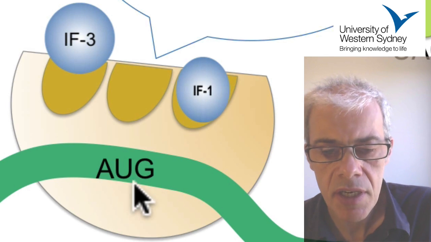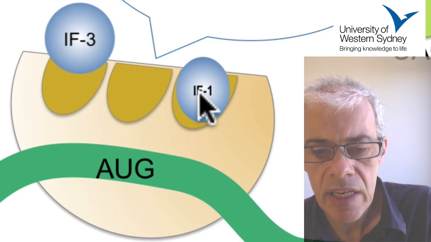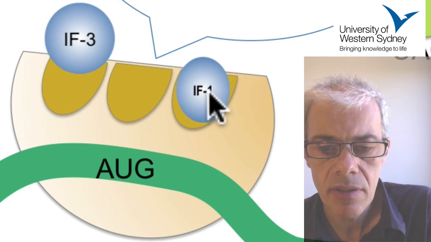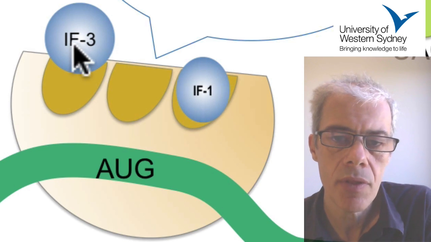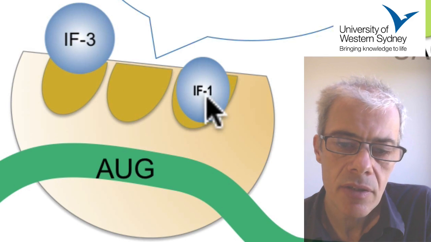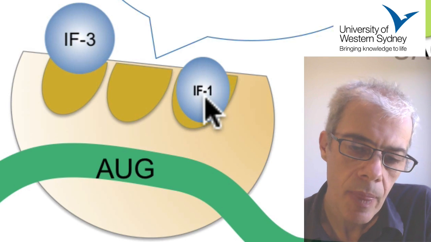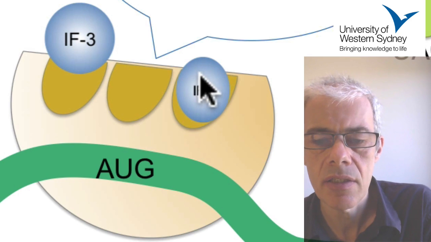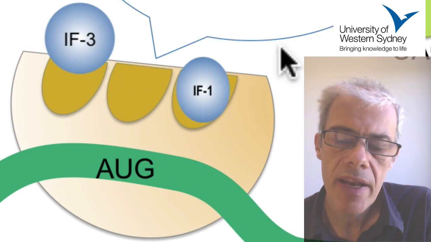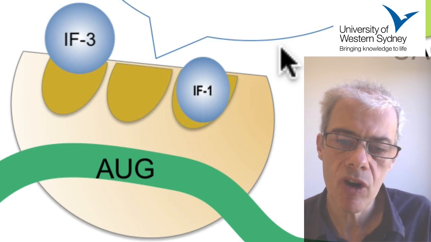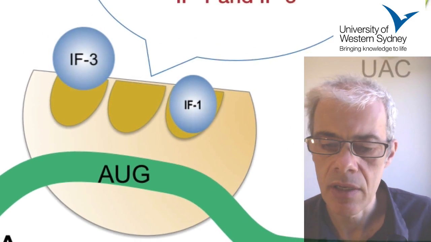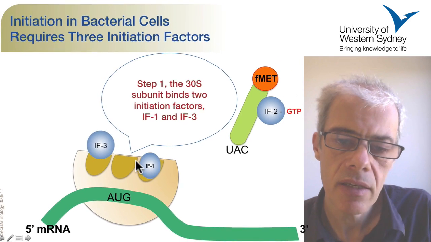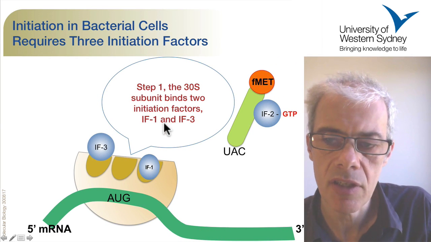Whilst this process is occurring, there are also these initiation factors, shown here in blue, IF1 and IF3, initiation factors 1 and 3. These bind to the A and E sites on the ribosome, and it prevents the formation of the full ribosome before the assembly is complete, if you like. So these factors bind and stop the binding of the large subunit.